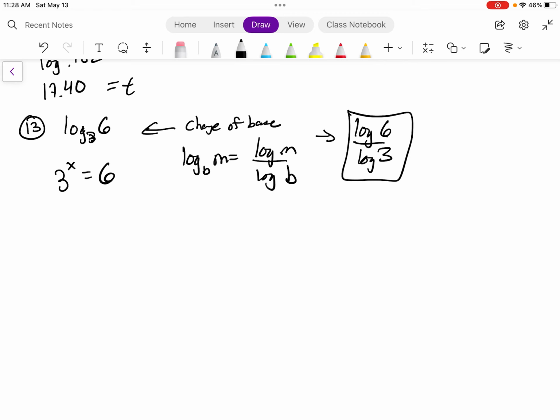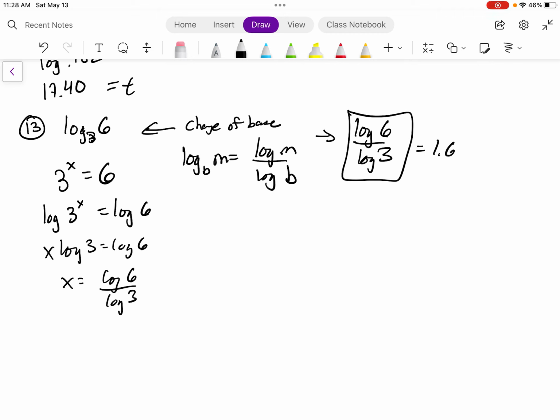This is a totally acceptable answer. You punch it into your calculator and tell me whatever that is. But if we didn't know to use change of base, we would take the log of both sides because we're solving for an exponent. We would get x log 3 equals log 6, and then x equals log 6 over log 3. So you would get this answer, which ends up being 1.63.